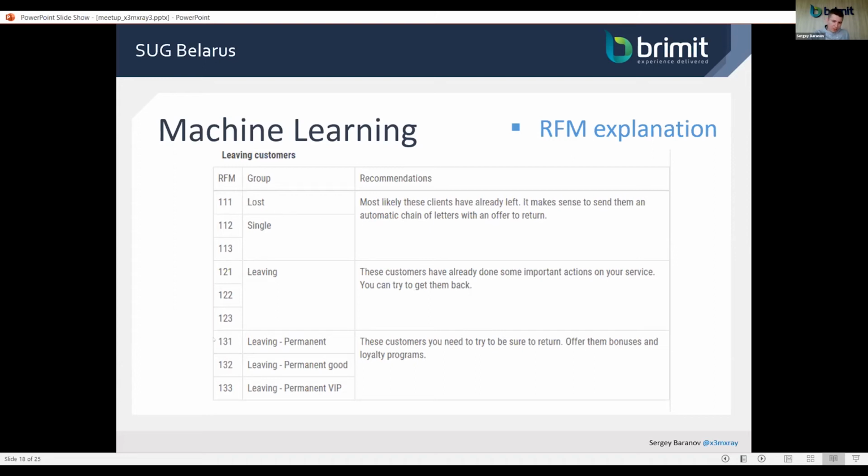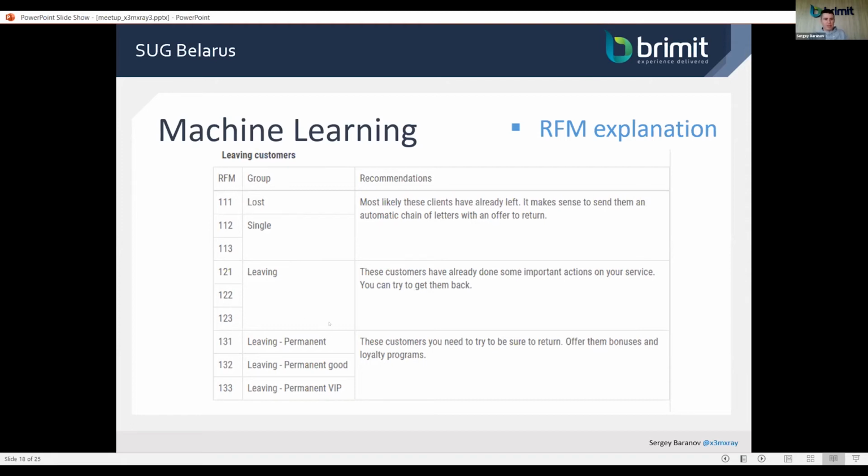In the bottom, you can see permanent living customers. These customers are our long-term customers, but for some reasons they are likely to leave our service. And the middle group is our regular customers, but for some reasons they are also going to leave our service.